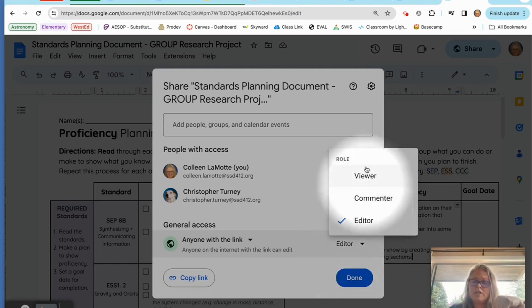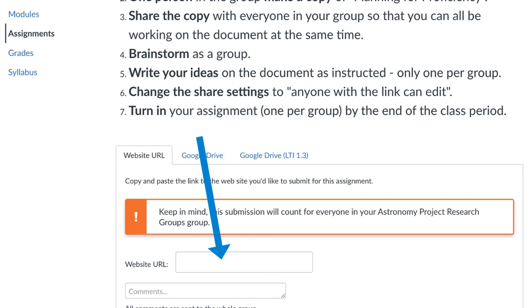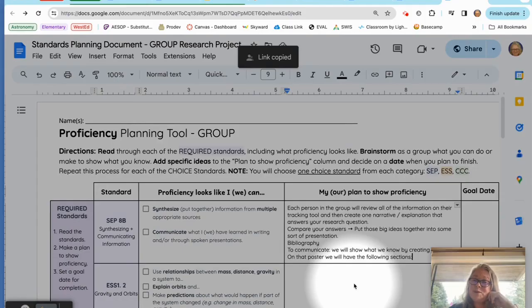So I'm going to change mine back to viewer, but that's what you are going to do. You'll copy the link, and then you will upload that link into the Canvas assignment. I'm looking forward to seeing what you come up with.